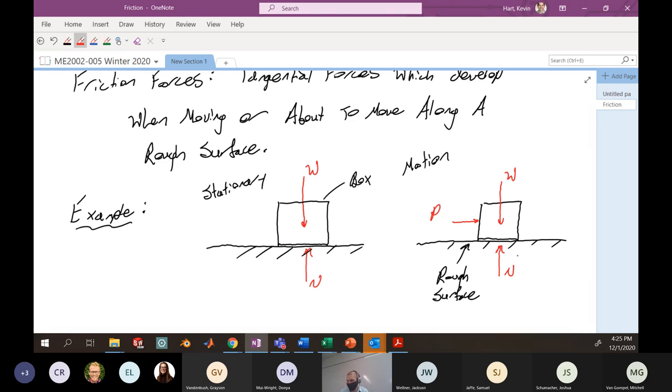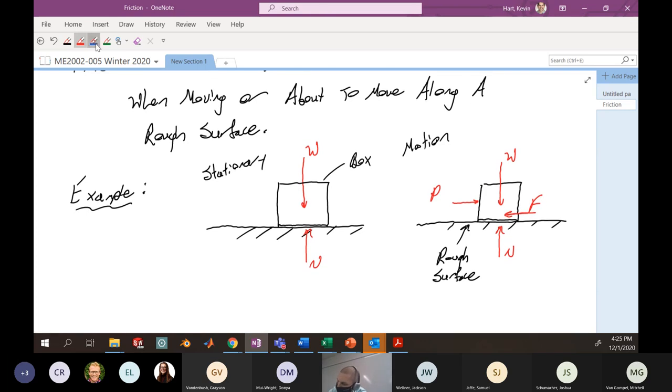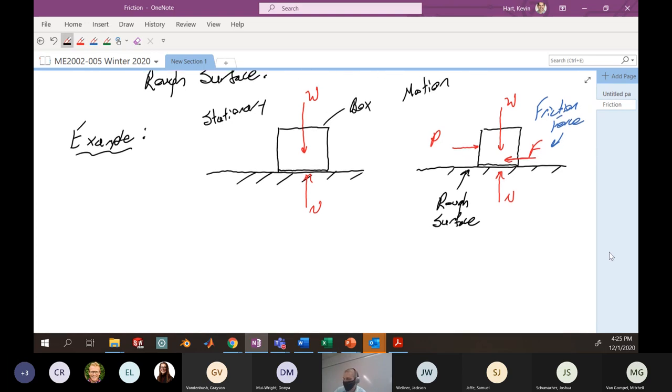Now, I haven't talked about whether the force P is enough force to get this to move or not. We're going to talk about that a little bit later. But let's just say that there's some small amount of force P acting on this, and the box is maybe not yet moving, or it's got impending motion. And it's going to result in some resistive force from that motion, which we call F. And this here is the friction force. It's a force that's acting to oppose motion.